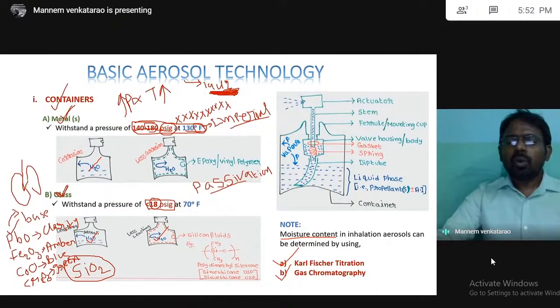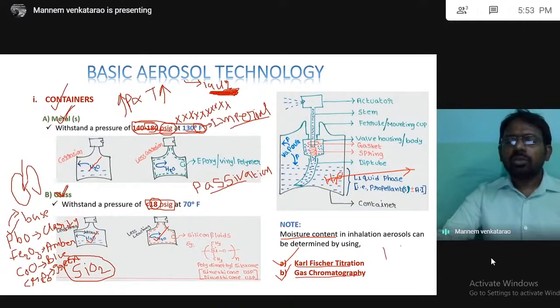Once you know whether water is present, if a large amount of water is present, you immediately try to eliminate it. Otherwise, metal will be prone to corrosion and glass will be prone to leaching. Even if you apply protective coatings, you should still take precautions to reduce the moisture content in the aerosol product. How can I know the amount of water present in the aerosol product? That is by using Karl Fischer titration and gas chromatography.